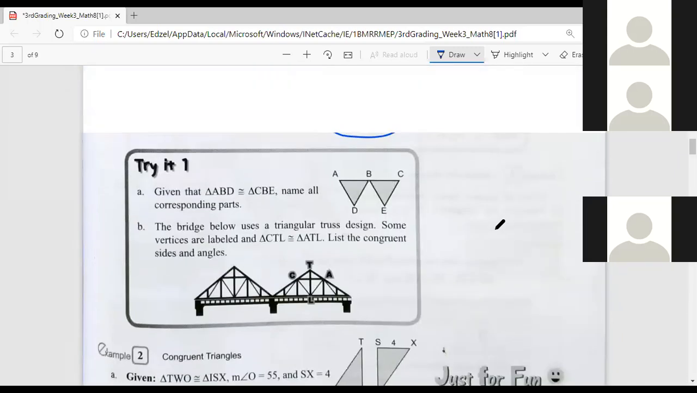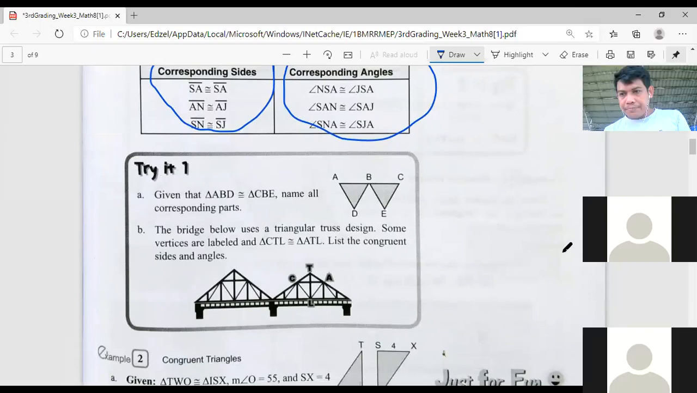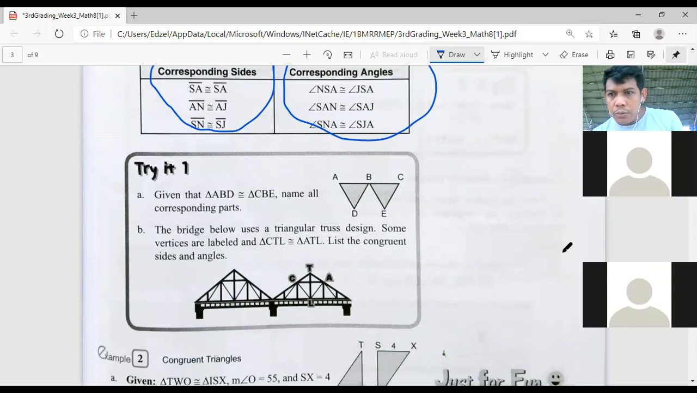At this time, I'll give you a try-it activity, number 1. Given that triangle ABD is congruent to CBE, name all corresponding sides. And in letter B also, list all congruent sides and angles. I'll give you 5 minutes to do it.